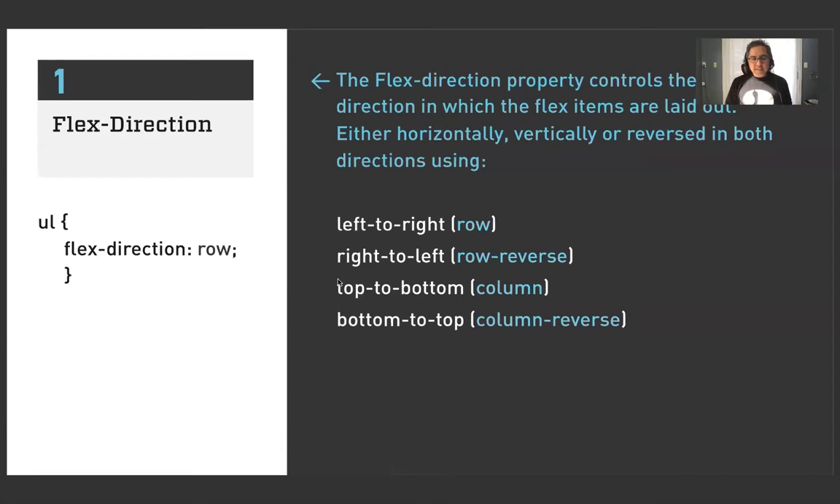So once we have that set up, then we can set the direction of the flow of the items. So you can set them to go horizontally or vertically or reversed in both directions. So using flex direction row, which is the default, you can make things go left to right. You can do row reverse and make them go right to left, or you can make them go top to bottom in a column, or you can make them go bottom to top with column reverse. So we'll see this in the demo. I'll show you what these all look like.